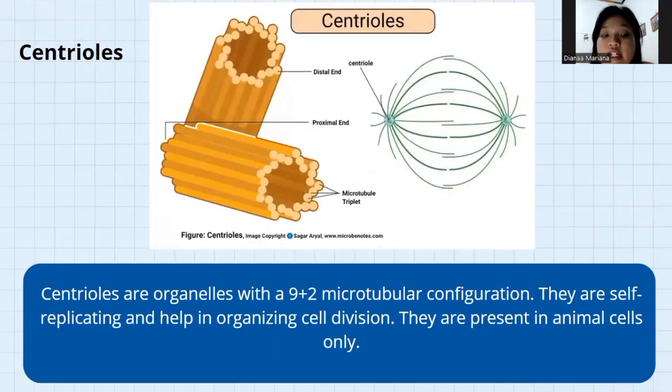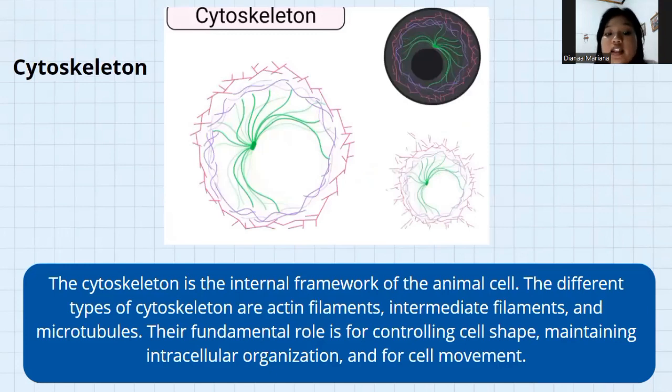Centrioles. Centrioles are organelles with a 9+2 microtubular configuration. They are self-replicating and help in organelle and cell division. They are present in animal cells only. Cytoskeleton. The cytoskeleton is the internal framework of the animal cell. The different types of cytoskeleton are actin filaments, intermediate filaments, and microtubules. Their fundamental role is for controlling cell shape, maintaining intracellular organization, and for cell movement.